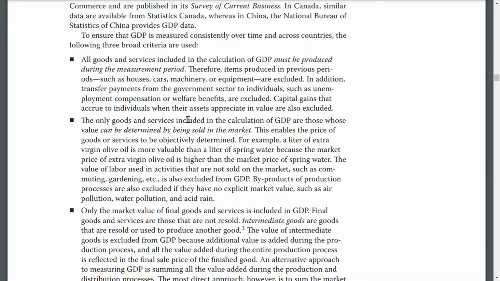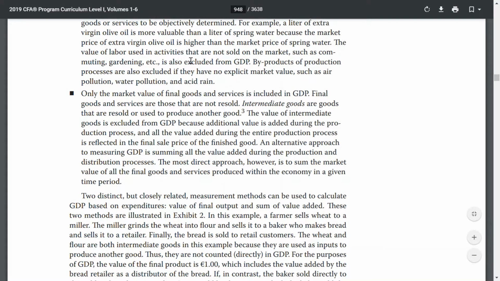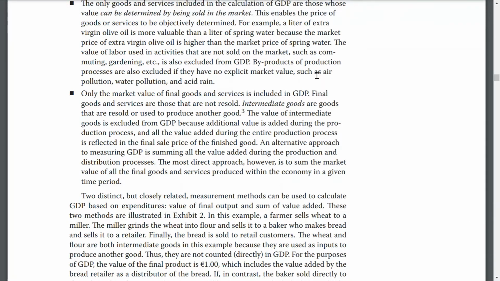For example, a liter of extra virgin olive oil is more valuable than a liter of spring water because the market price of extra virgin olive oil is higher than the market price of spring water. The value of labor used in activities that are not sold on the market, such as commuting, gardening, etc., is also excluded from GDP. By-products of the production process are also excluded if they have no explicit market value, such as air pollution, water pollution, or acid rain.